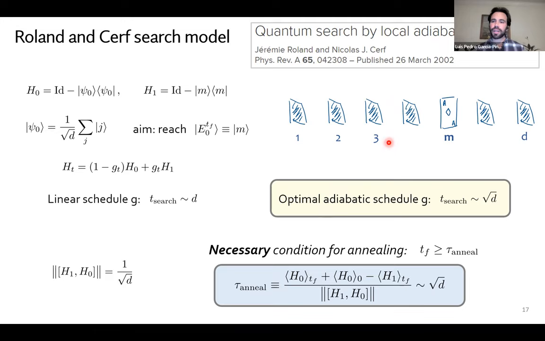And in the Roland Cerf case, the expectation value of H0 and the expectation value of H1 that should be here are going to be of order one because you have this identity term, right? So I have the expectation value of the identity. And then what's left and what determines the time scale is given by this commutator that turns out to be a very small number. So that's how you get this square root of D.